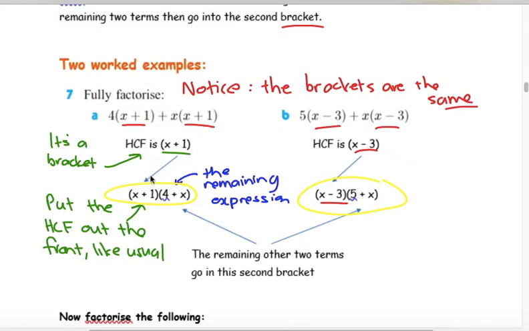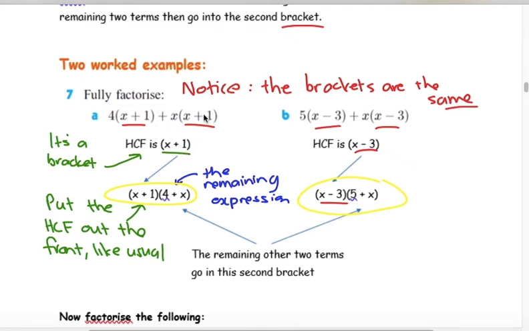So like I said, just like before, the highest common factor goes out the front, and it's a bracket with an expression in it, x plus 1. You open up the brackets. When you divide off the highest common factor from this term, you're just left with 4, because this bracket times 4 makes 4 lots of x plus 1, and this bracket times what makes x plus 1? Notice it's just x.